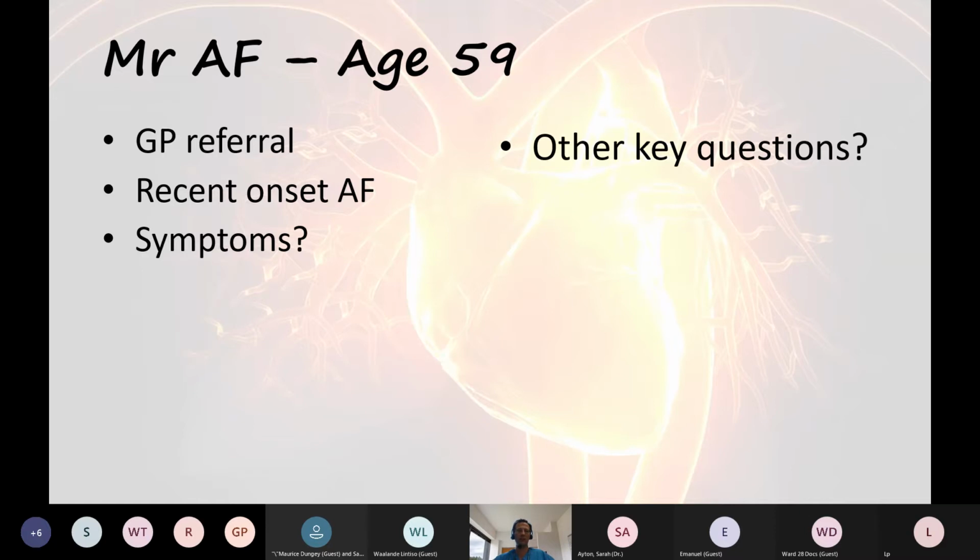So exercise tolerance or exertional breathlessness is certainly an important question. Ask about how fit and active the patient is, how much regular exercise they do, and what's happened to their exercise tolerance. Good. Any other questions about symptoms?